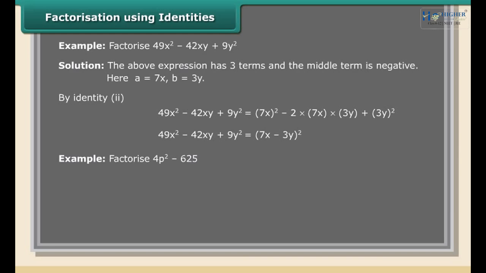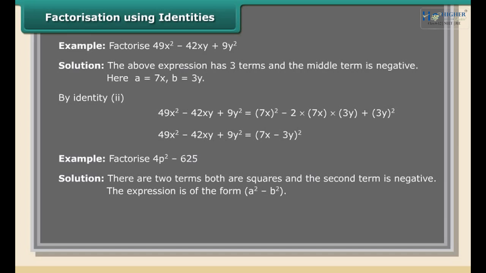Example: factorize 4p square minus 625. Solution: there are two terms, both are squares, and the second term is negative. The expression is of the form a square minus b square. By identity 3, 4p square minus 625 is equal to (2p) square minus (25) square, which is equal to (2p plus 25) into (2p minus 25).